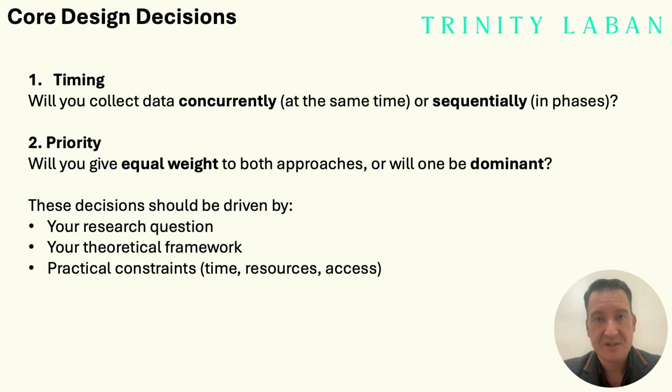So let's look at timing first. The question here is, will you collect your data concurrently, at the same time, or sequentially in phases? This isn't just about logistics, although practical considerations certainly matter. It's fundamentally about how the two strands relate to each other and how you integrate them into your research. Concurrent designs make sense when you want to compare or validate findings. So you're gathering both types of data about the same phenomenon at the same time, then bringing them together to see whether they converge or diverge.